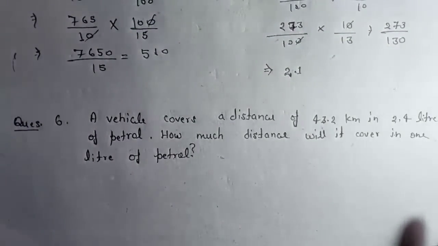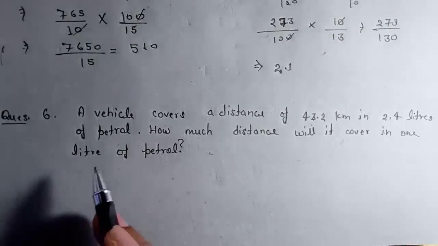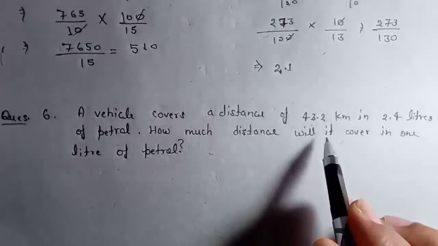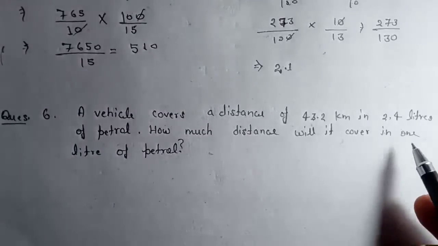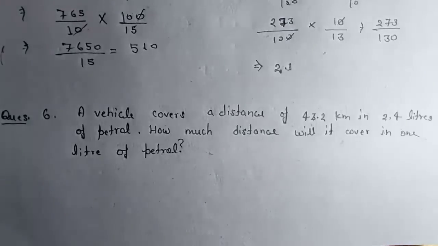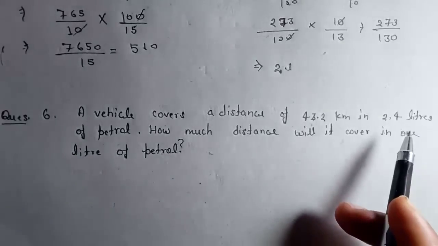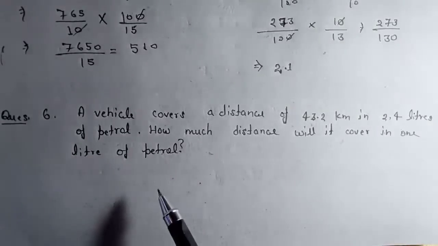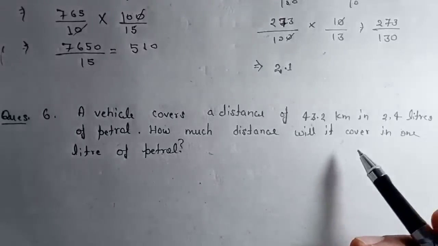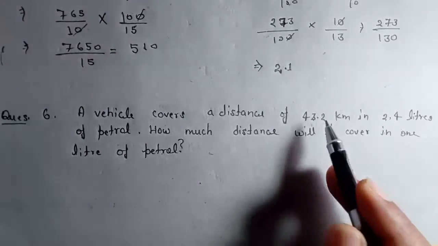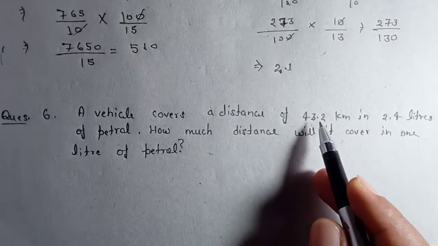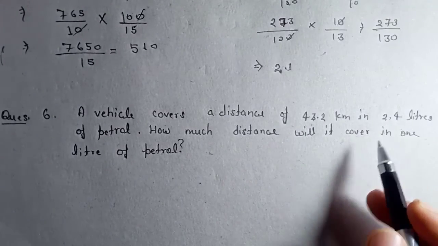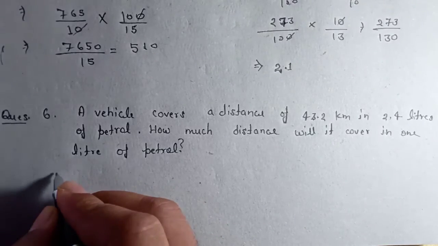A vehicle, in question number 6, it is given a vehicle covers a distance of 43.2 km in 2.4 liters of petrol. How much distance will it cover in 1 liter of petrol? So here you have to get the value for a small quantity of petrol, and it is said that 2.4 liters of petrol will drive this car up to 43.2 km. Now how to do it? You have to divide the total distance by the consumed oil.